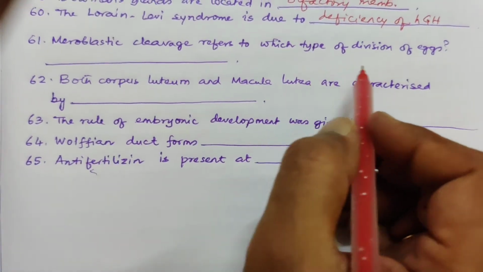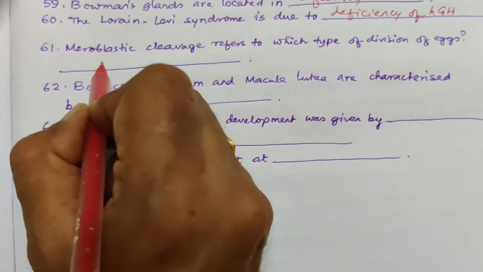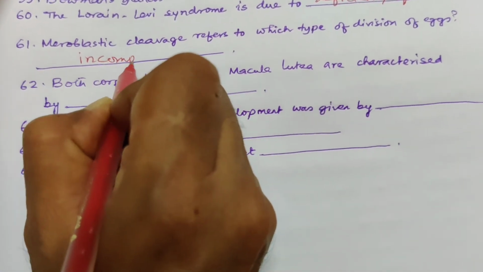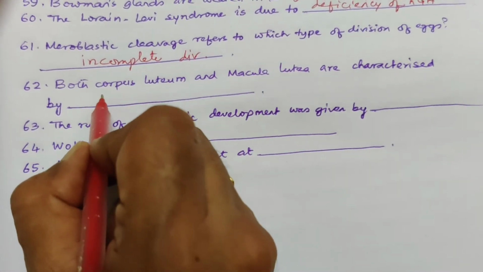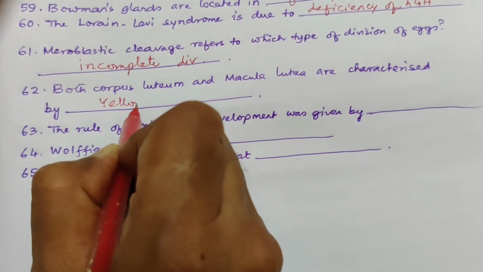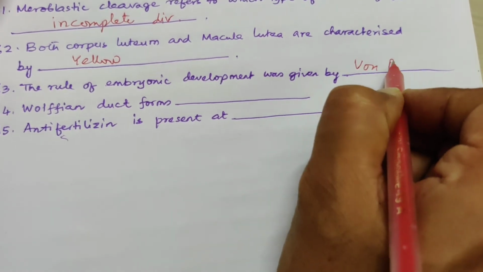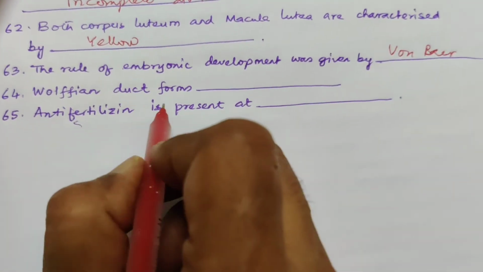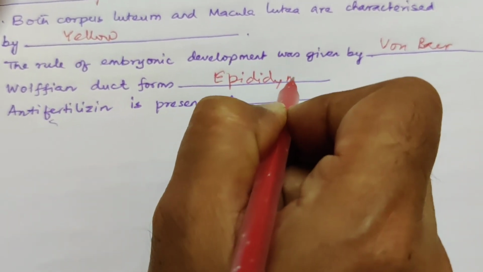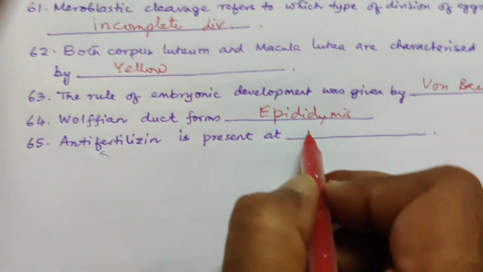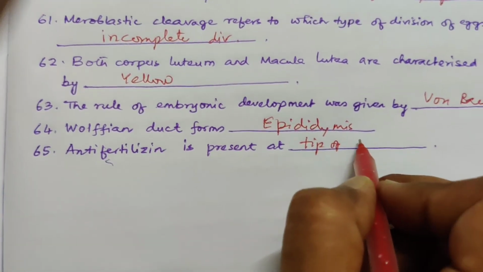Meroblastic cleavage refers to which type of division in eggs? This is incomplete division. Both corpus luteum and macula lutea are yellow in color. The rule of embryonic development was given by Von Baer. Wolffian duct forms epididymis. Antifertilizin is present at tip of the sperm.